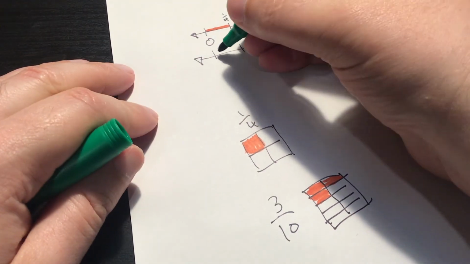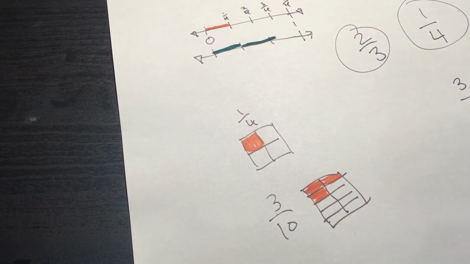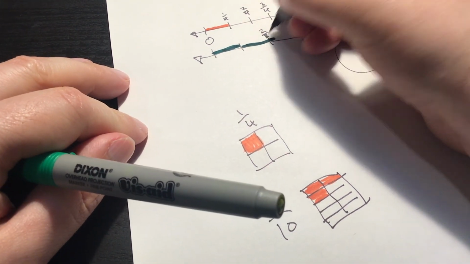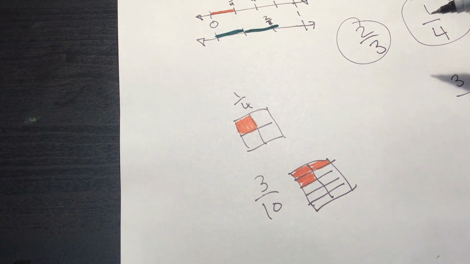But 2/3 I can see, there's 1/3 and there's 2/3. Oops, I went a little too far. But you get the idea, okay? So 2/3 is quite a bit bigger than 1/4. And there's my proof, right? And it makes sense, right?